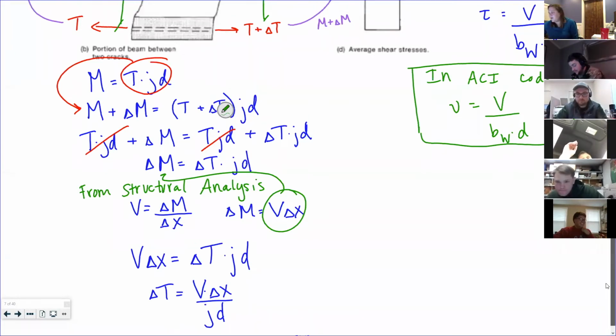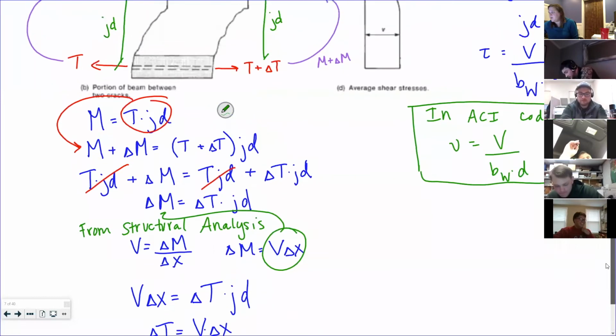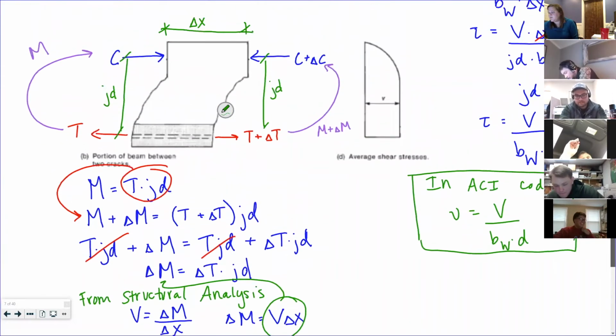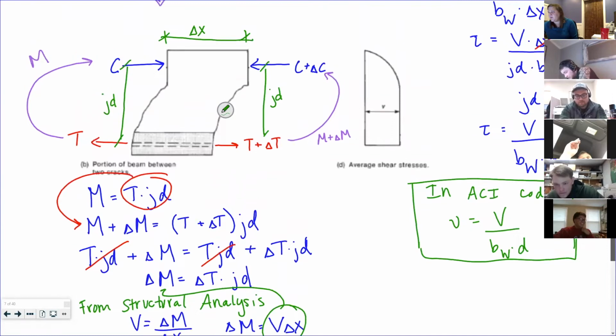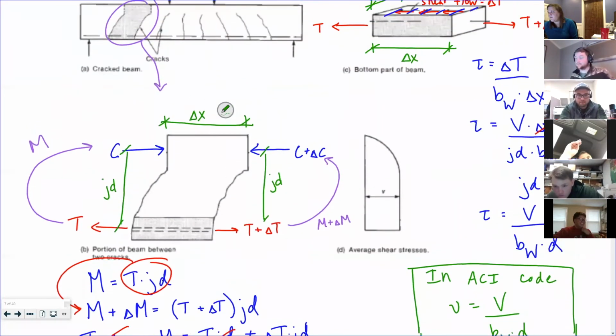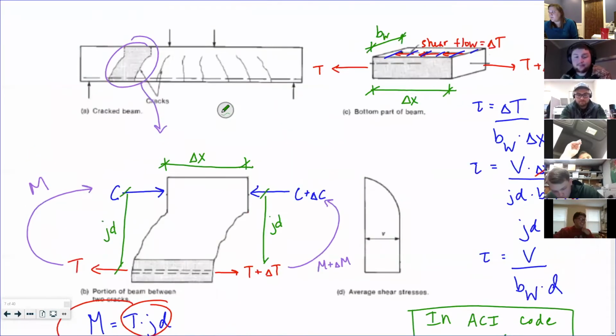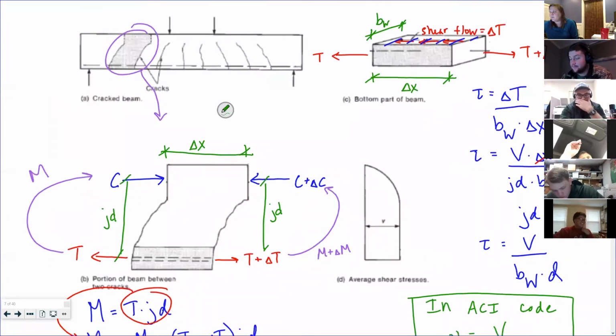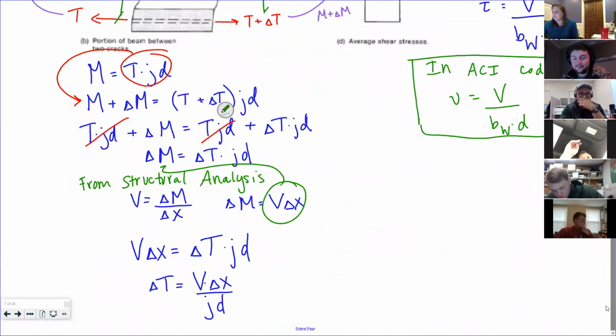So my shear stress is just my shear force divided by the width of my beam and the depth of my tensile reinforcement, is what they assume. And I'm going to also use this equation here on the next.